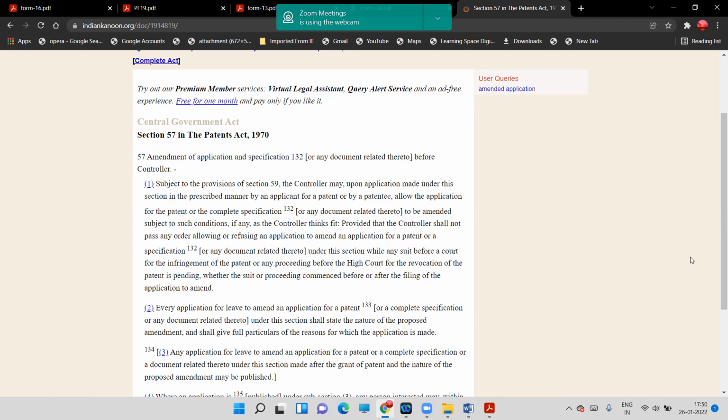But if the scope of your invention is totally going to change, and you don't want to amend accordingly, then you have to convince the controller that it is this way only. So in the FER it should be in that writing manner. We have to put those things. Yes, you are right, absolutely.